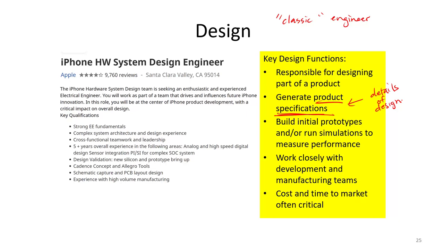And in order to make sure that the design works, design engineers will build prototypes, run simulations, maybe even perform some basic testing to make sure the design works. The design engineer also has to work with development and manufacturing in order to mass produce the design. So they need to help with the transition.